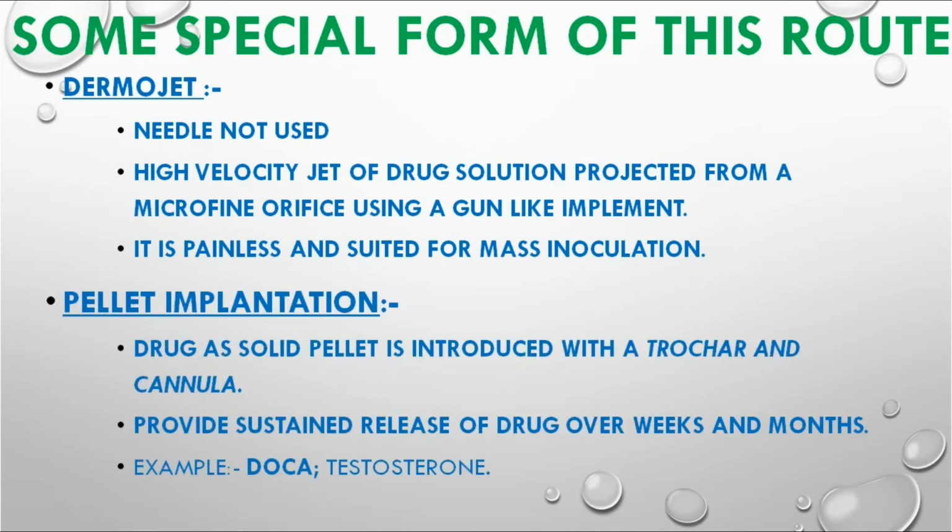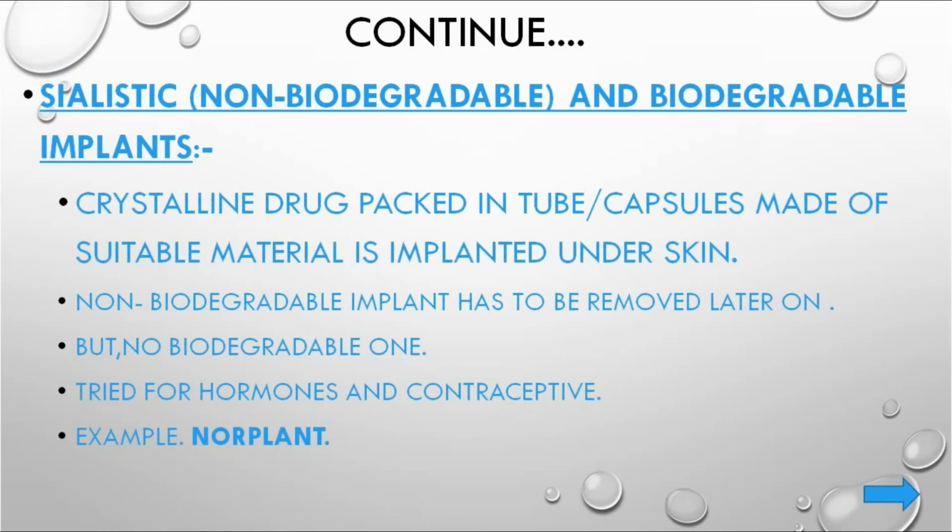Pellet implantation. The drug as a solid pellet is introduced with a trocar and cannula. It provides sustained release of the drug over weeks and months. Example, DOCA, a mineralocorticoid, and testosterone. Biodegradable and non-biodegradable implants. Crystalline drug packed in tubes or capsules made of suitable material is implanted under the skin. Non-biodegradable ones need to be removed later on but not the others. Tried for hormones and contraceptives. Example, Norplant.